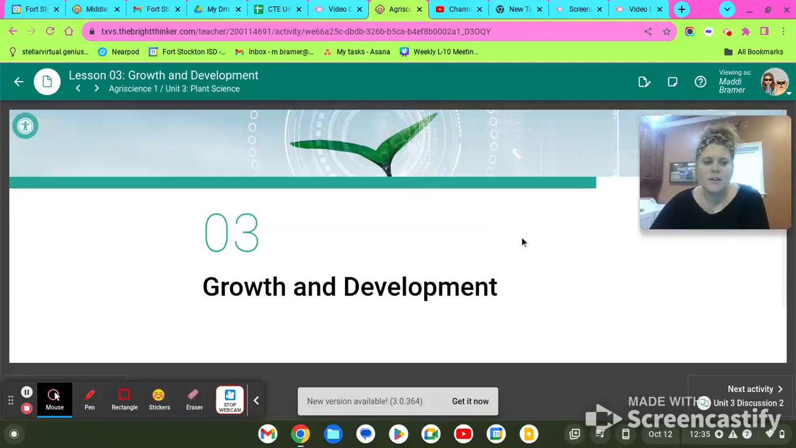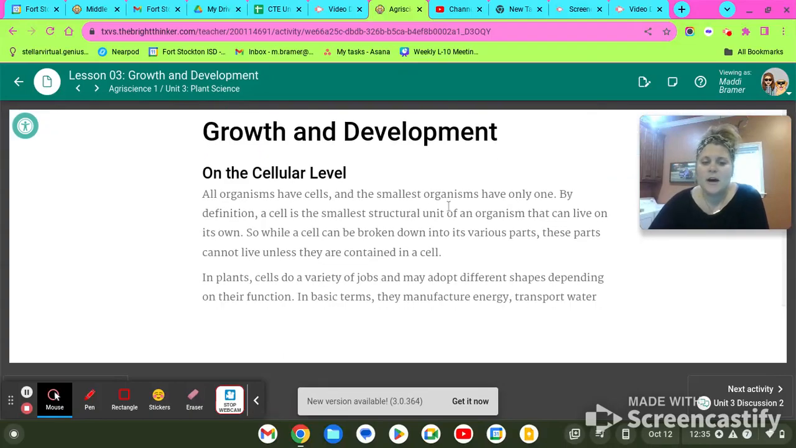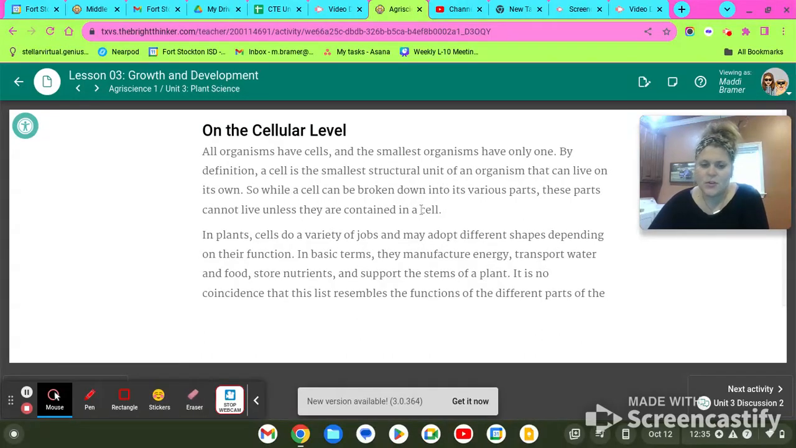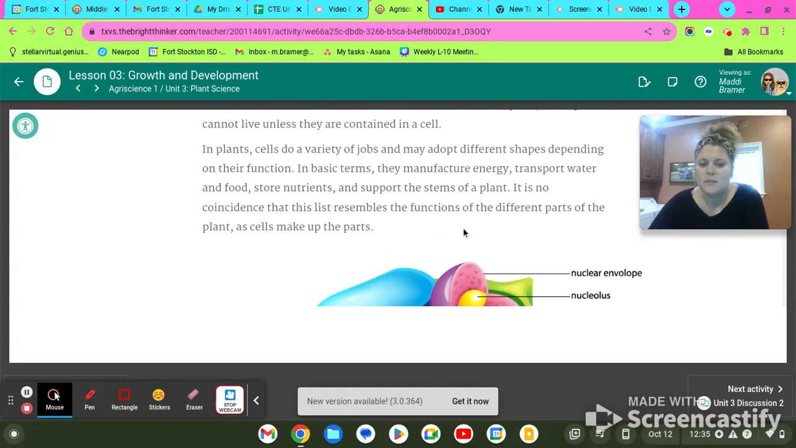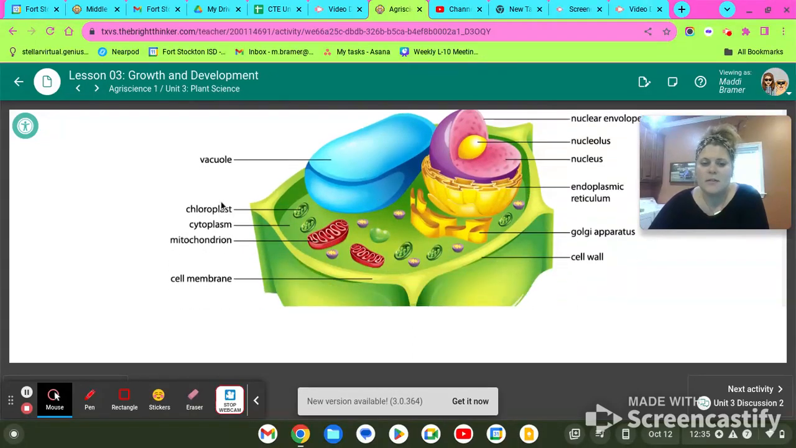Hey guys, so we are on Unit 3 talking about plants, and we are on Lesson 3 talking about growth and development. First thing we're going to talk about is the plant cell. So every organism has a cell, which is the smallest structural unit of that organism. Plants have different cells than animals do. The main difference is the vacuole, and so we're going to talk about the different parts of them and their functions.